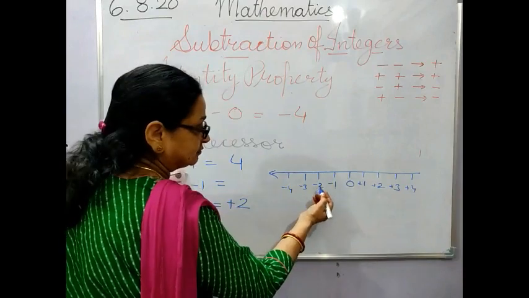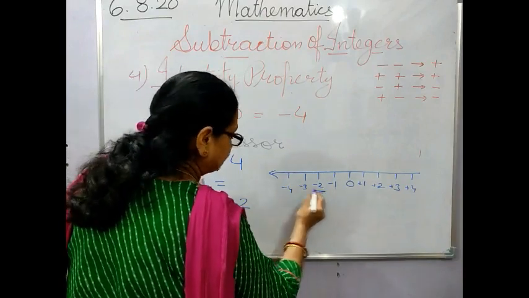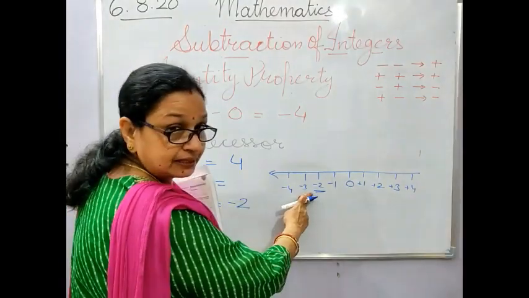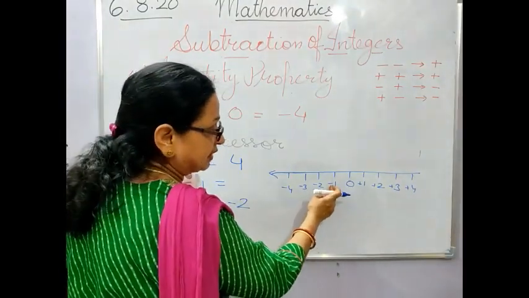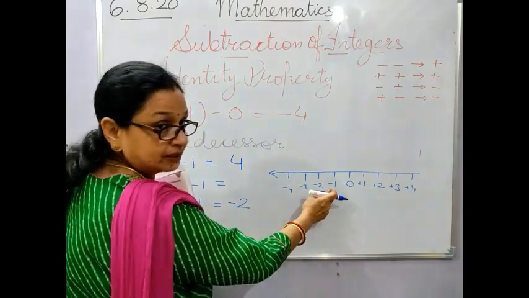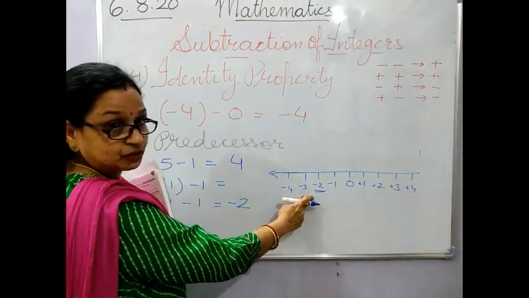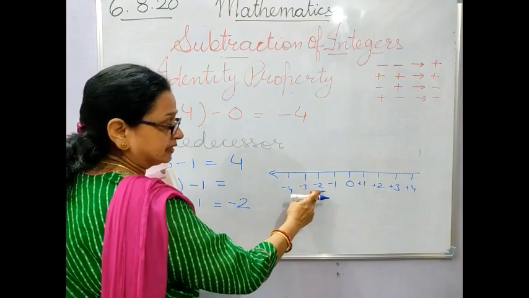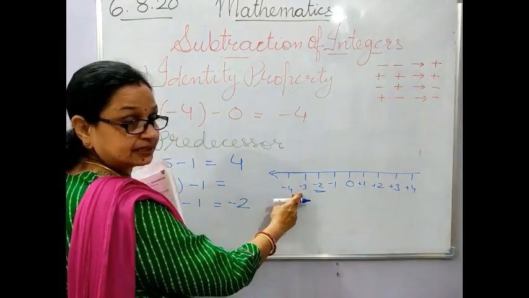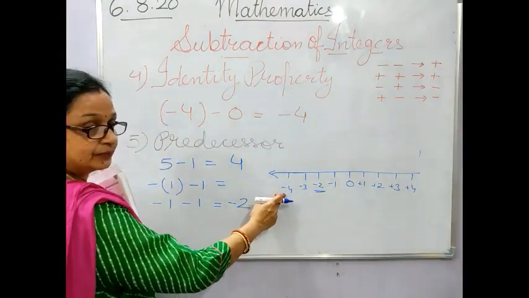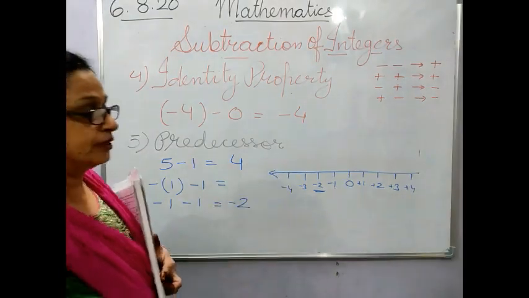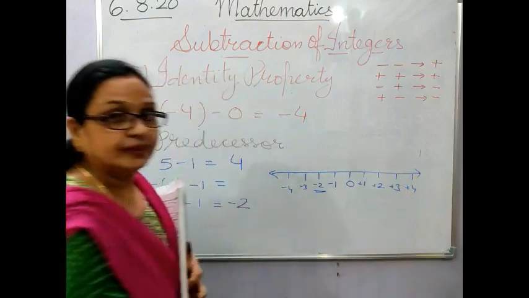Now I have asked you the predecessor of minus 1. I have subtracted 1, and the answer is, sorry, this will be minus 2. That means when you subtract 1 from minus 1, your answer will be minus 2, which is smaller than this. This is the predecessor. So the predecessor of minus 2 is minus 3, the predecessor of minus 3 is minus 4. This is how the number line also proves it.